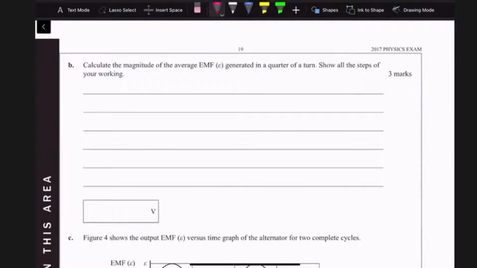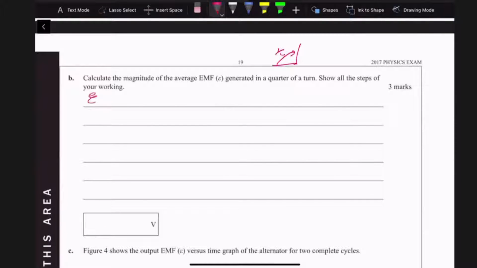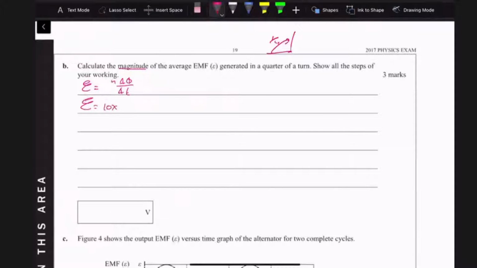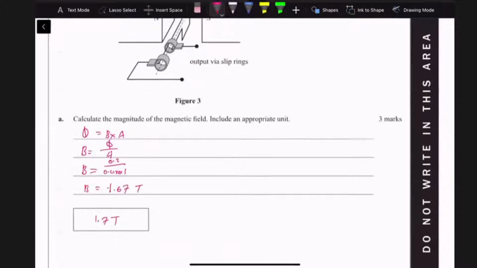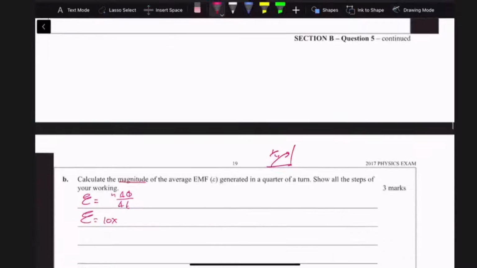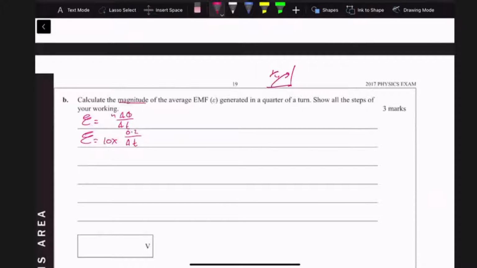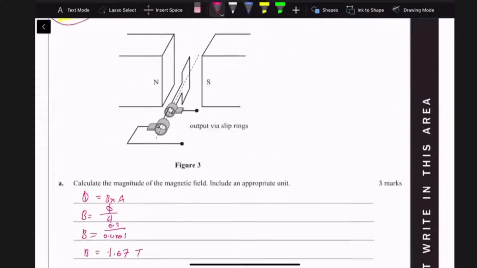So calculate the magnitude of the average EMF in a quarter of a turn. So that's like when it's vertical to horizontal to vertical. So show all the steps. So we know that EMF is N delta phi on t. Since it's asking for magnitude, you don't have to write the negative in front. N is 10, so 10 times delta phi, which would be the maximum, which is given to us, so it's 0.2. The problem with this question is that we don't know what time is. I mean, we do, but we have to figure it out a bit.